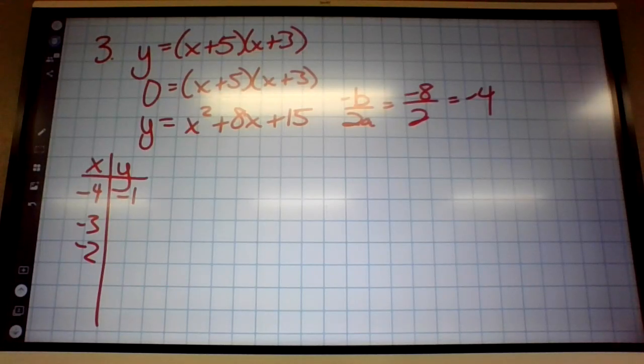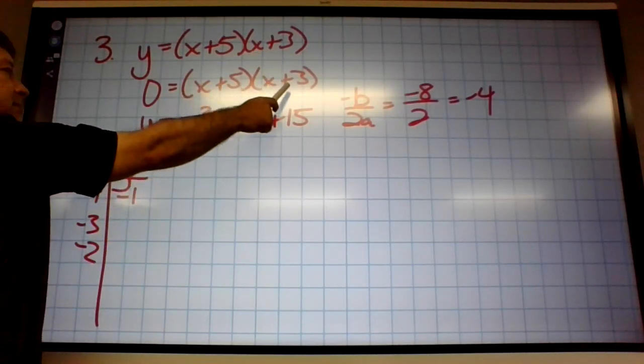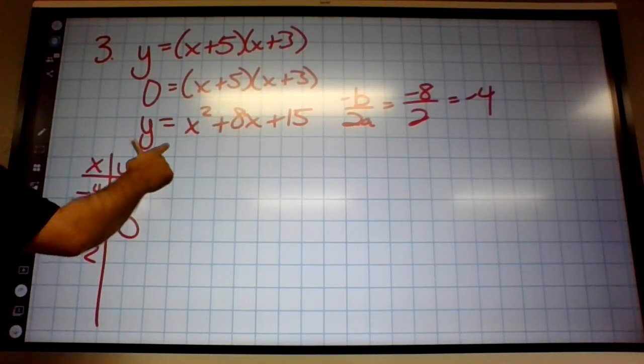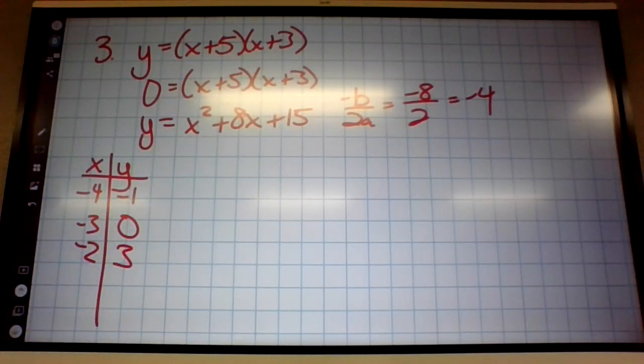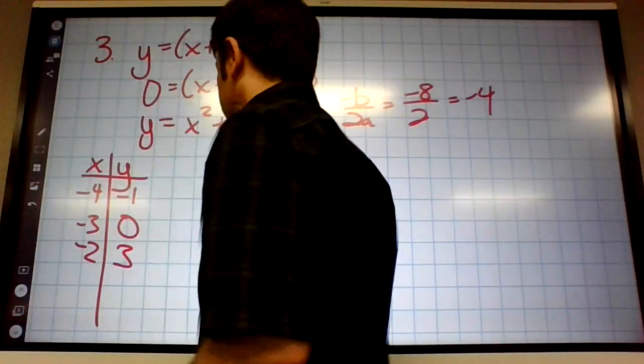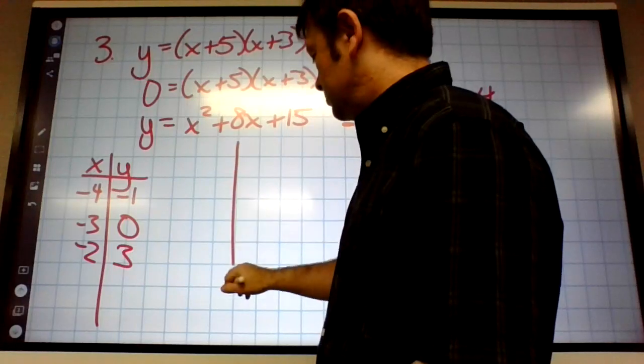Okay, plug in -3, that would be 2 and 0. Plug in -2, that would be 3 and 1. That is good. Not a problem at all.